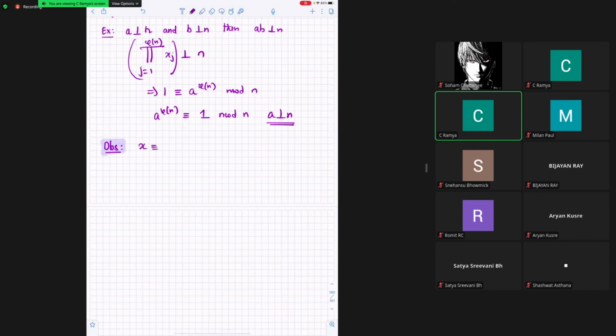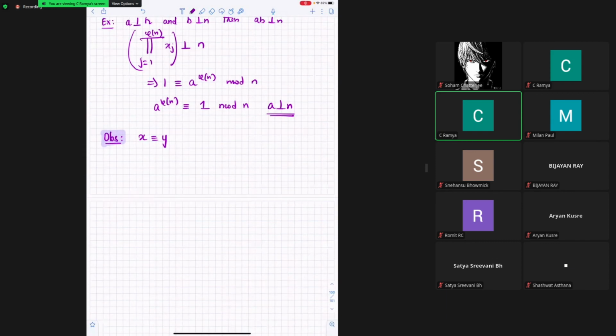So if x is congruent, so we saw many things, right? We saw modular exponentiation. We saw that computing this modular exponentiation is really difficult. When I say difficult, you could do this in log k steps, where k is the exponent, right? Logarithmic in the size of the exponent. But if the exponent is very, very large, even this logarithmic is large.